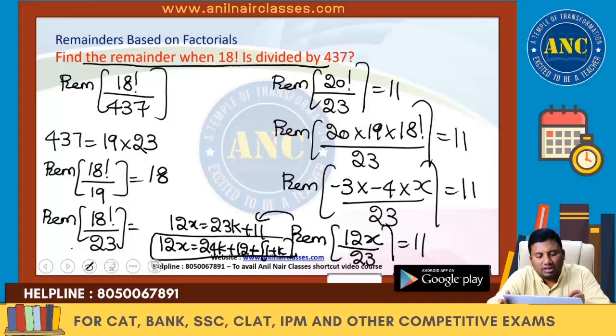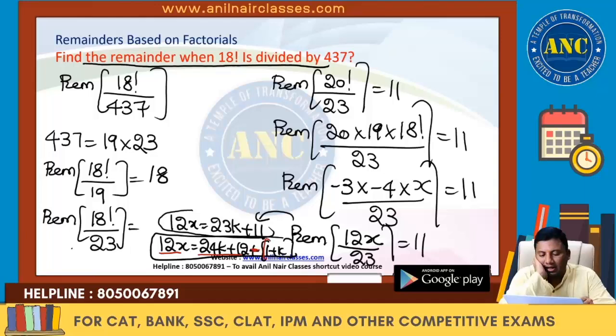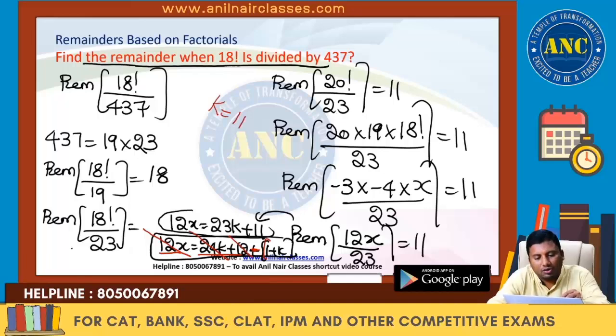12x, when divided by 23, has remainder 11. This I wrote as 12x equivalent to 24k plus 12 minus (1 plus k). Right? 24k and 12 are divisible by 12, so 1 plus k should be divisible by 12. That means the k value should be 11.